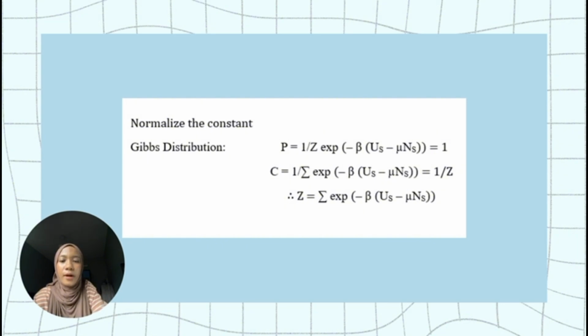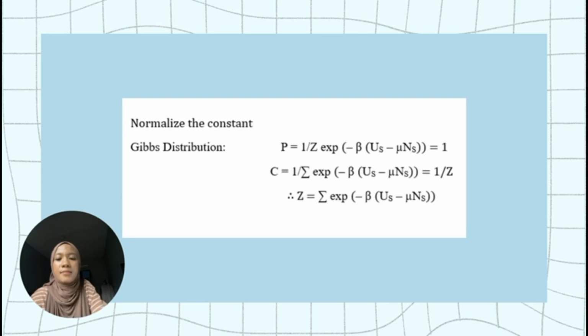Then P equals 1 over Z times exponential of minus beta (U_s minus mu N_s), and the sum of P equals 1. So C equals 1 over the summation of the exponential, which equals 1 over Z. So we get Z equal to the summation of exponential of negative beta times (U_s minus mu times N_s).